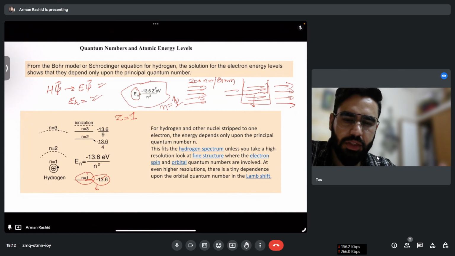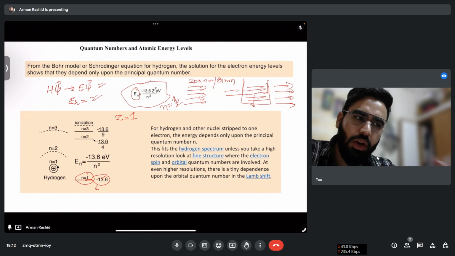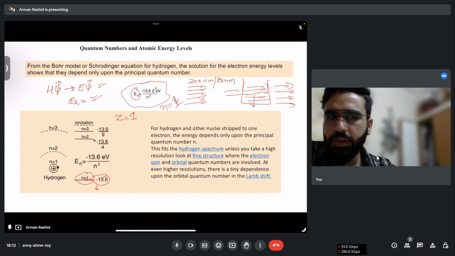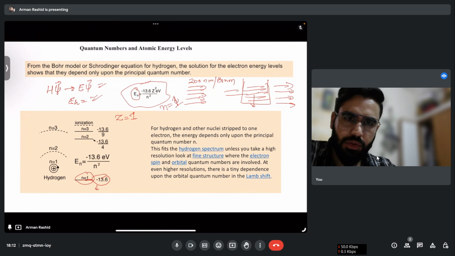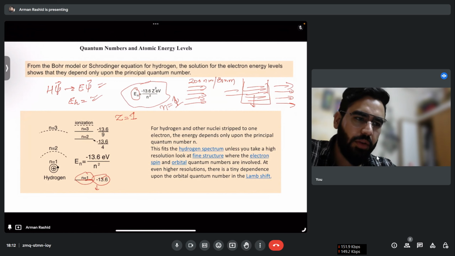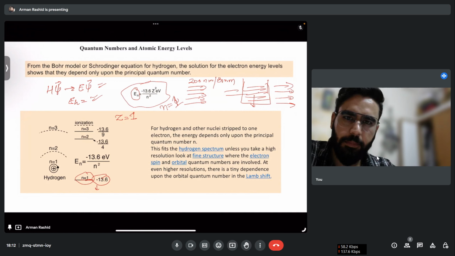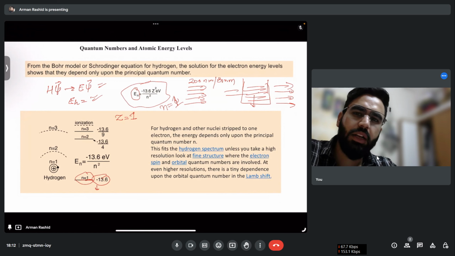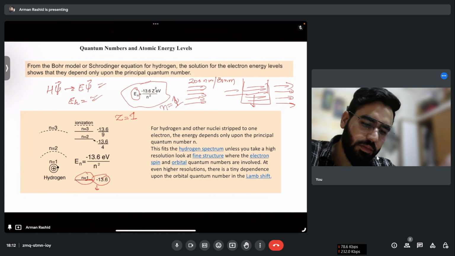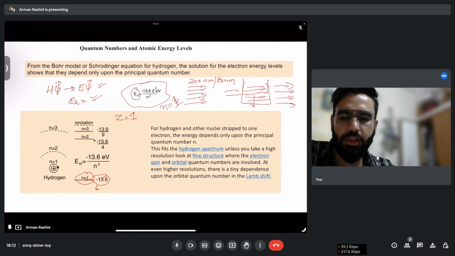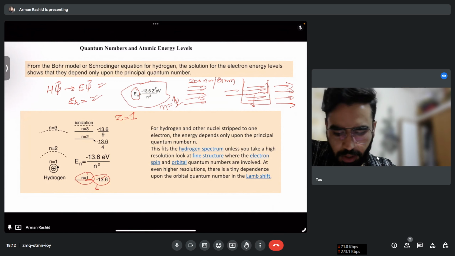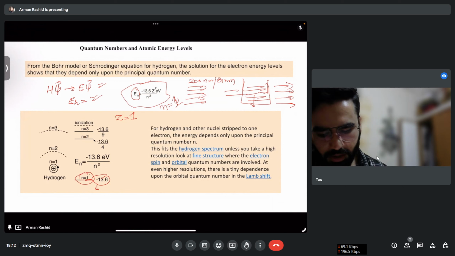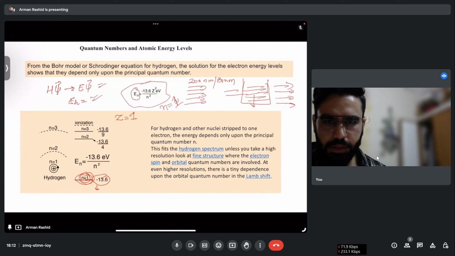Koopmans' theorem states that the energy of a particular orbital is equivalent to the negative of its ionization energy. If you are ejecting an electron from any substrate or from an atom, the amount of energy that you have given to that system or to that atom to eject that electron is its ionization energy.